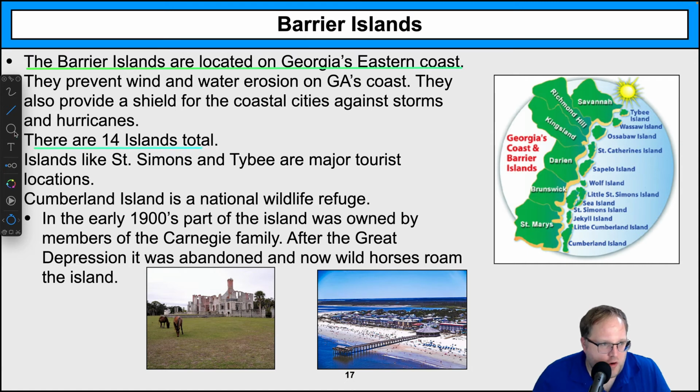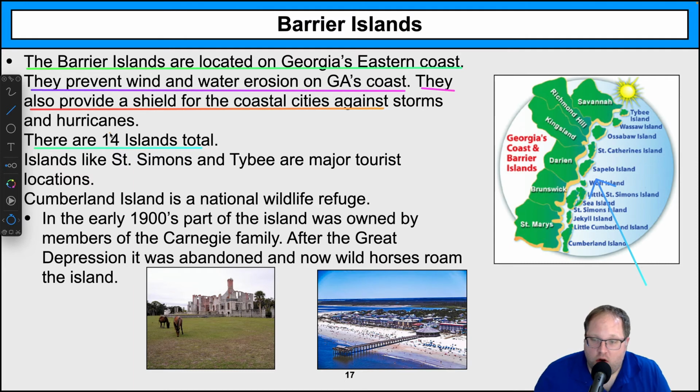And you can see here that there are 14 of these Barrier Islands right off of Georgia's coast. Now, the Barrier Islands provide a very, very important function for Georgia. They prevent wind and water erosion of Georgia's coast, and they also provide some protection from hurricanes that may hit the cities formed on Georgia's coast.